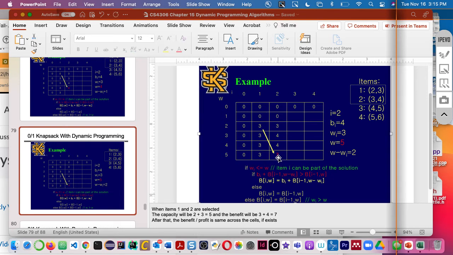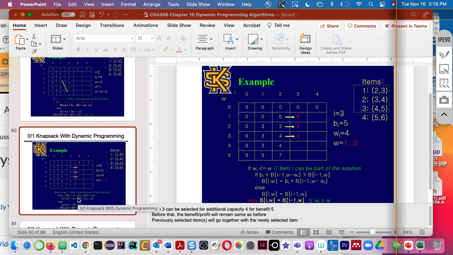So at this point, 7, with 7, what is your weight? 5, right? 7 weight 5, and then what is your benefit? 7, right? Do you understand this? Okay, give me 2 or 3 more minutes, please. Let me finish it. Okay.